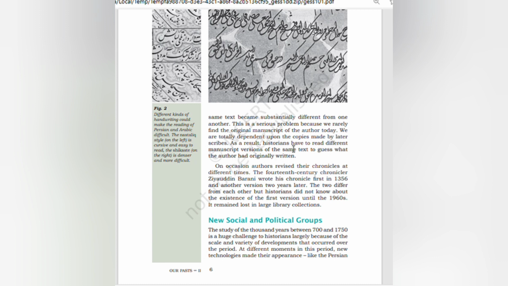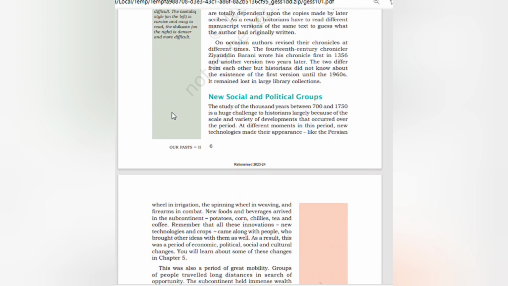Then we are totally dependent upon the copies made by later scribes. As a result, historians have to read different manuscript versions of the same text to guess what the author had originally written. On occasion, authors revise their chronicles at different times. The 14th century chronicler Ziauddin Barani wrote his chronicle first in 1356 and another version 2 years later. The two differ from each other, but historians did not know about the existence of the first version until the 1960s. It remained lost in large library collections.